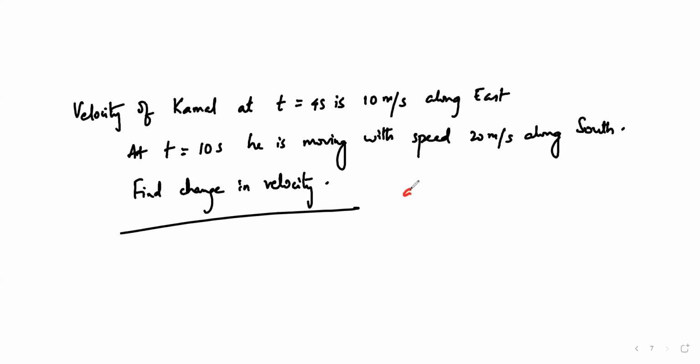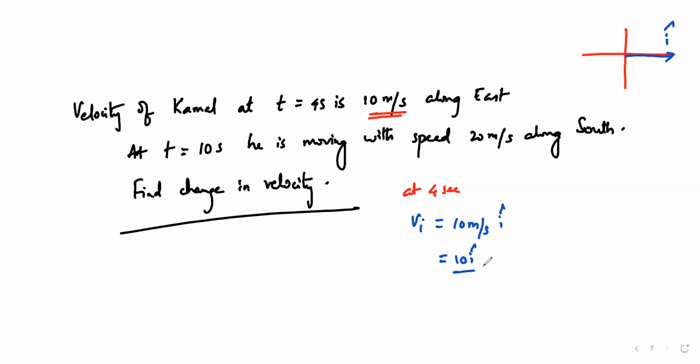See, very clearly they told at 4 seconds he is going in the east direction. Take the direction, this is the east direction. What is this? I cap. So I can say Vi is equal to 10 meters per second I cap. That is nothing but 10 I cap. And they are telling that he is moving at 20 meters per second along south direction. This is J cap, that means this is minus J cap. So south will be minus 20 J cap. You agree with me, sir?